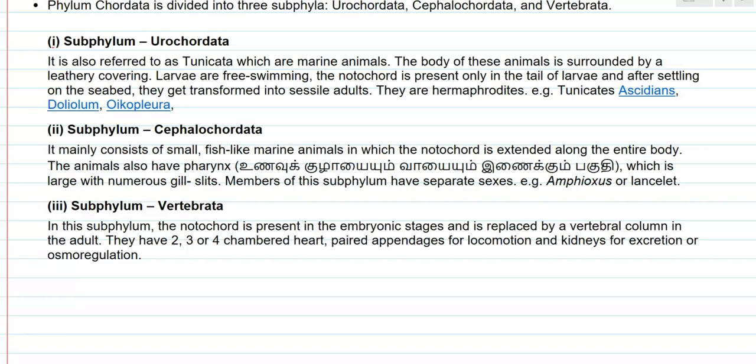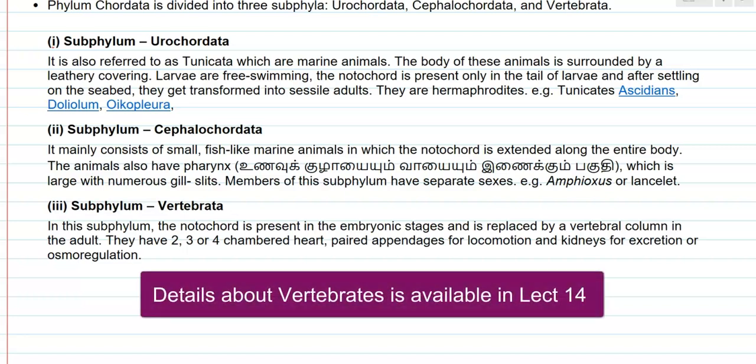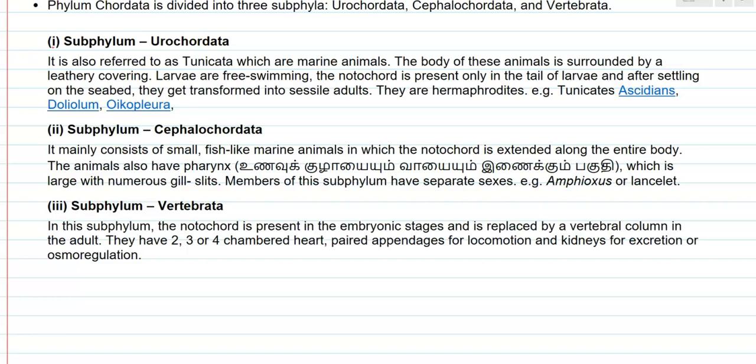The last one is the subphylum Vertebrata. In this subphylum, the notochord is present in the embryonic stages alone, whereas it is replaced by the vertebral column in the adults. They have a 2, 3 or 4 chambered heart, paired appendages that are used in locomotion, and separate kidneys for excretion and osmoregulation of water.